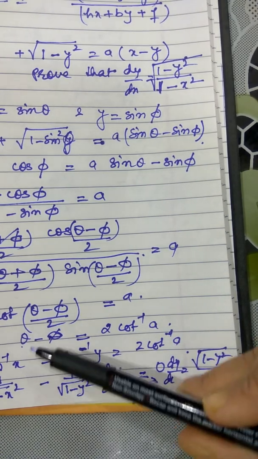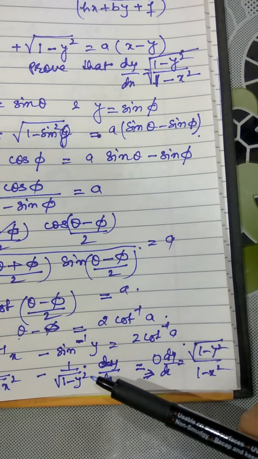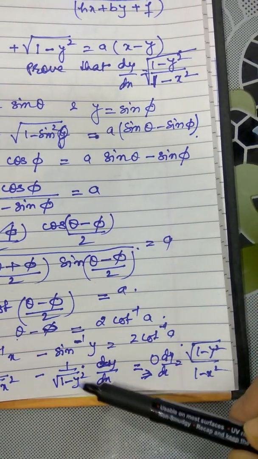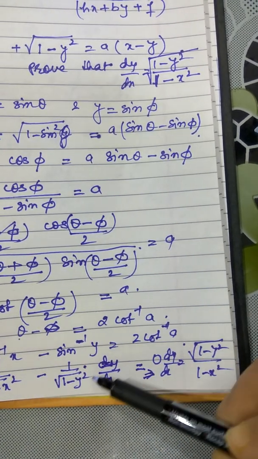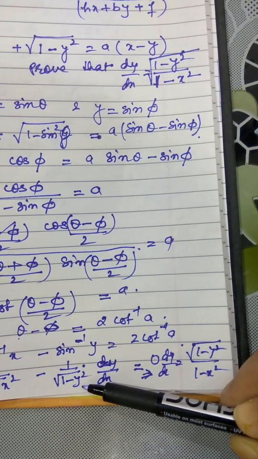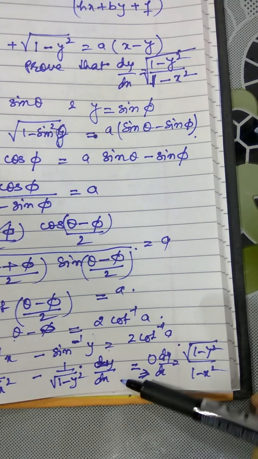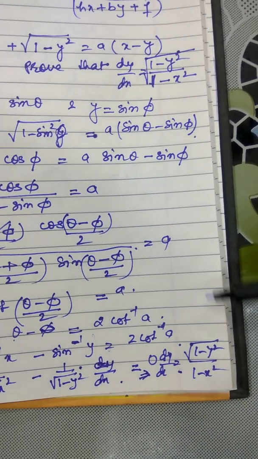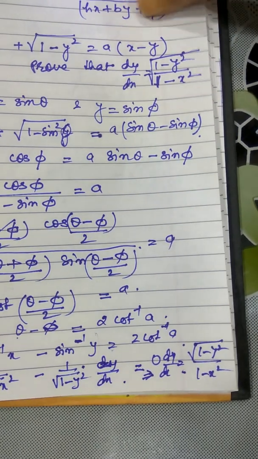This is sin⁻¹, θ is sin⁻¹ x, this is sin⁻¹ y. So differentiating sin⁻¹ x with respect to x is 1/√(1 − x²), and sin⁻¹ y is minus 1/√(1 − y²). And because we are having y here, so it is dy/dx. And now you can find dy/dx as √(1 − y²)/√(1 − x²).